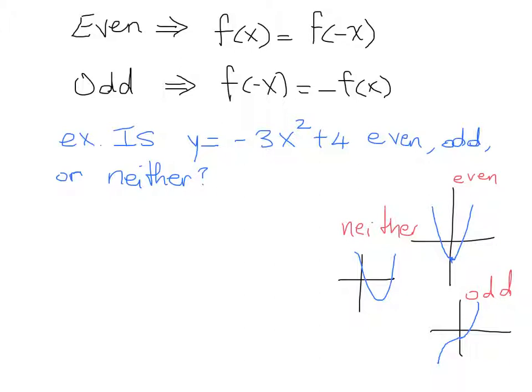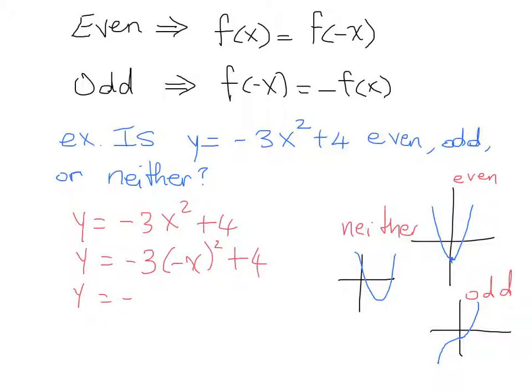All right, our original function here is y equals negative 3x squared plus 4. I'm going to go ahead and substitute in negative x for x. So we have y equals negative 3 times negative x, squared, plus 4. And when we simplify, we have negative 3, and when you square negative x, it's actually x squared, plus 4. And as you can see, the new function is the exact same thing as the old function. And so since they are the same, the function that we just tried is even.